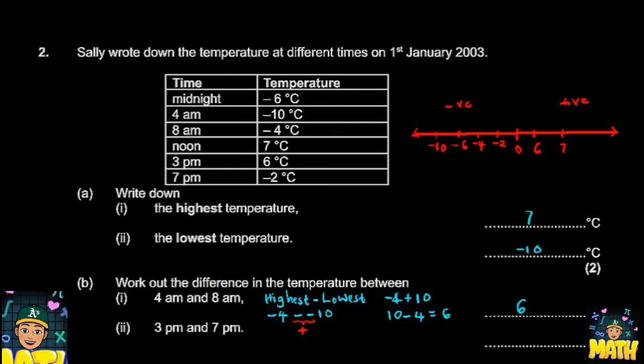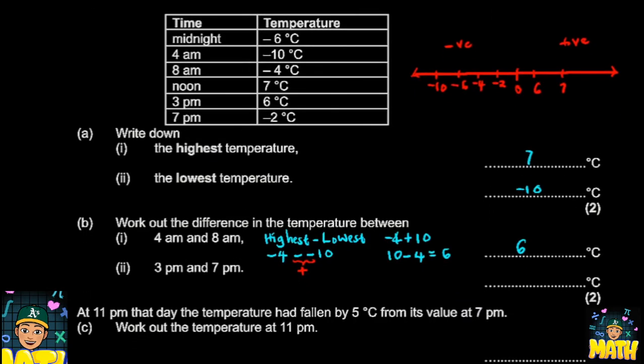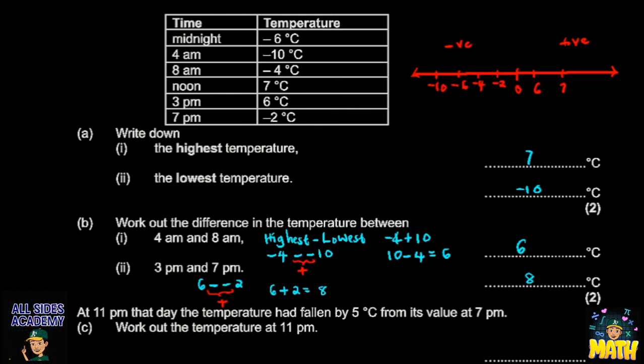In the second part, the temperature difference between 3 p.m. and 7 p.m. So the highest will be given by 6 degrees Celsius and the lowest -2. So 6 minus -2. The two negatives turn and become positive, so we will have that as 6 plus 2, which is 8. Yes.